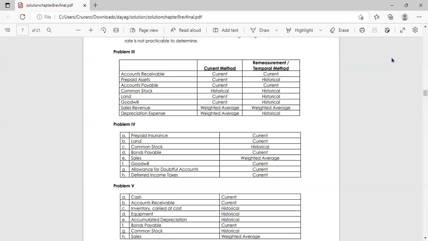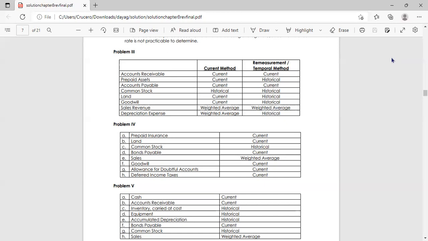Then we go to the next problem, problem number 5. Temporal measurement method, translation into the functional currency. So meaning we are now using method number 2. A Philippine corporation owns 100% of Frozen, a French firm. Assume that the peso is the functional currency, although the books are kept in euros.